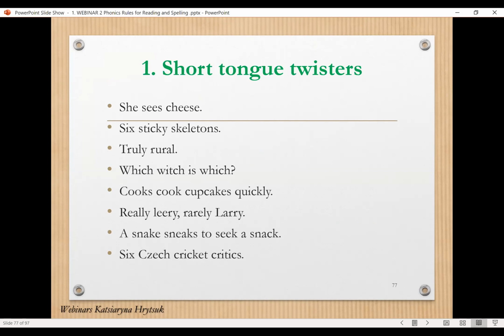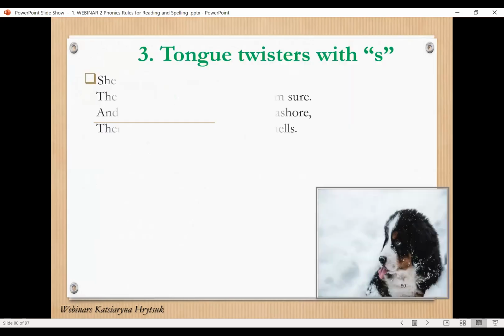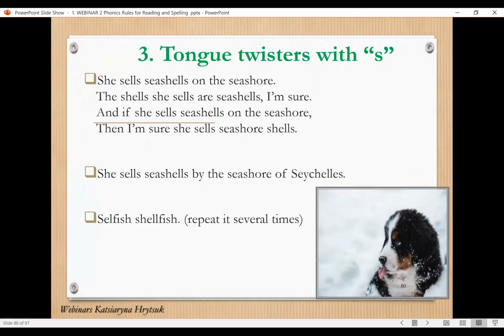Continue? Yes, continue. Okay. The shells she sells are seashells, I'm sure. The shells she sells are seashells, I'm sure.